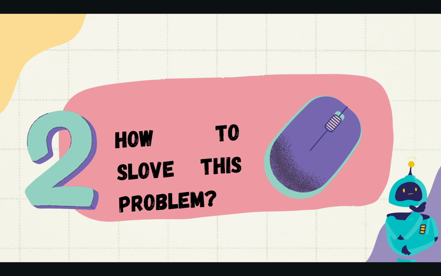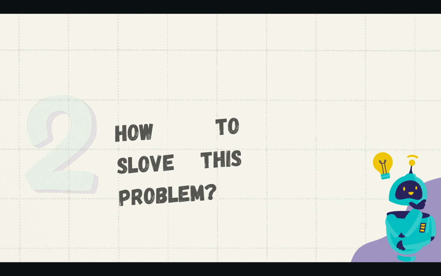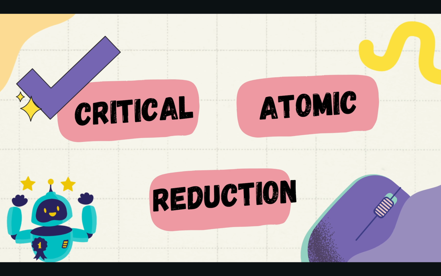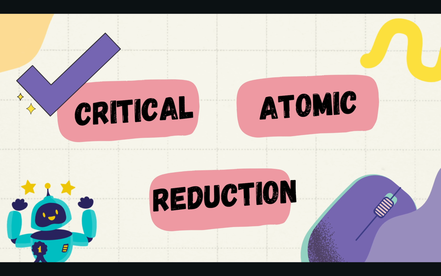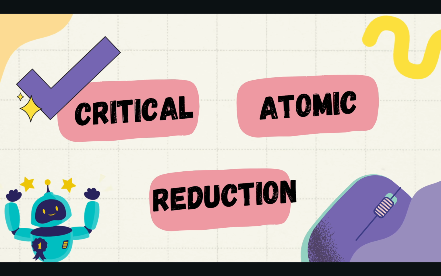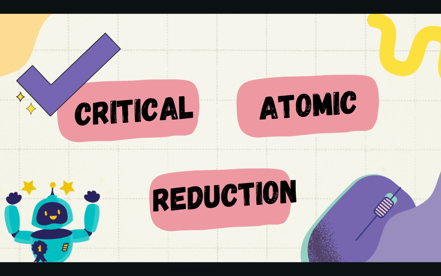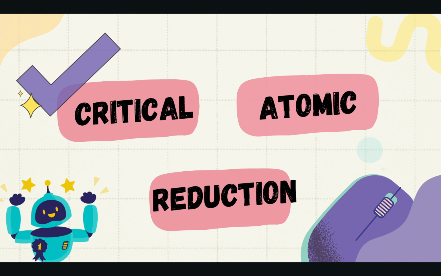So, how can we solve this problem? In OpenMP, we have three solutions to this problem: critical, atomic, and reduction. First, we're going to talk about critical.